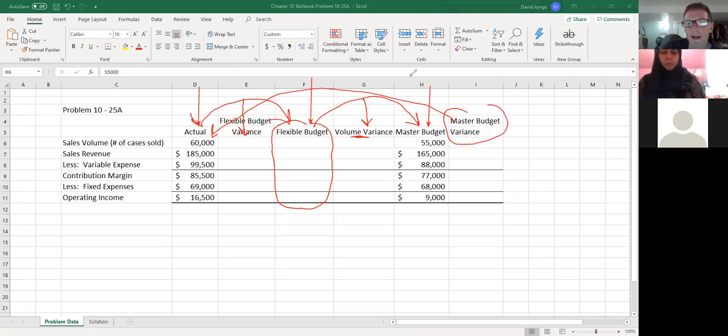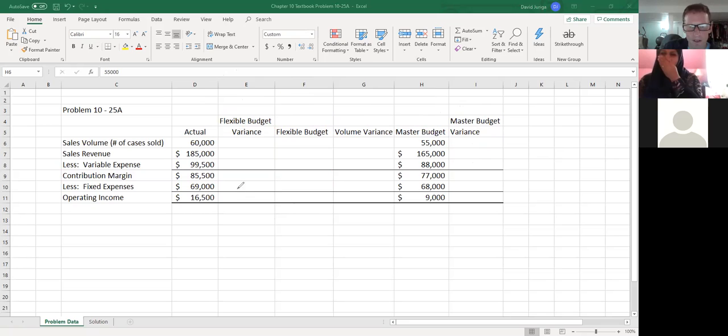Okay. All right. Now, let's go back for a second. Your first order would be, let's figure out our flexible budget. Of course the problem had said figure out your sales price per unit and your variable cost per unit. So we need to go to our master budget, right? Your master budget says 55,000 units of cases sold, and they give us sales revenue of 165.